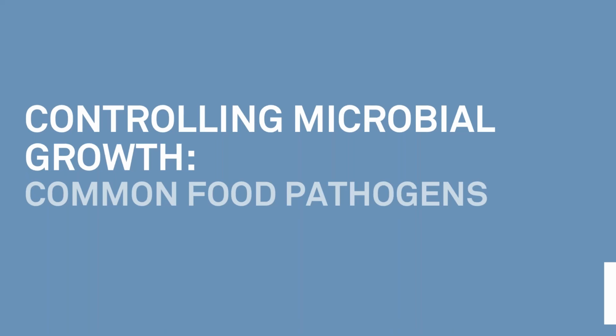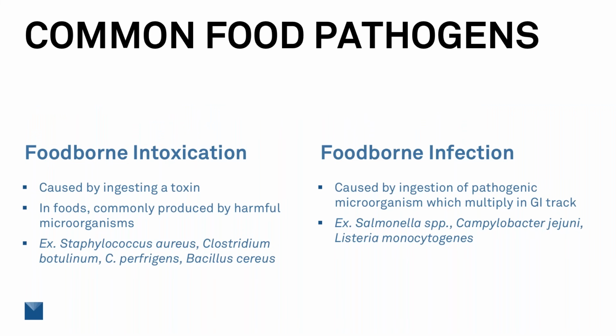All right, so now I'd like to talk about common food pathogens. We're going to go through them one by one. And we're going to start by looking at two differentiations between the pathogens. So we have foodborne intoxication. Those are caused by actually ingesting a toxin. The toxin is produced in the food, and then you ingest it, and then you get very sick. And so there are some examples of what would be foodborne intoxication.